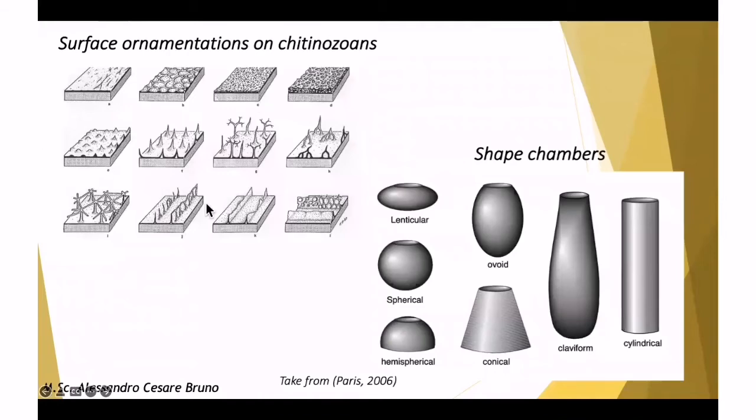Here we can see the principal structures and the principal ornamentation that can be present on the chitinozoan surface. We can see here the principal chamber shapes that can characterize a chitinozoan. These are the principal features used for the description and identification of the different genera and species of chitinozoans.